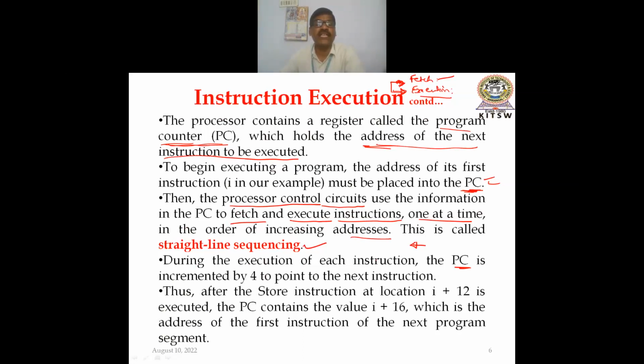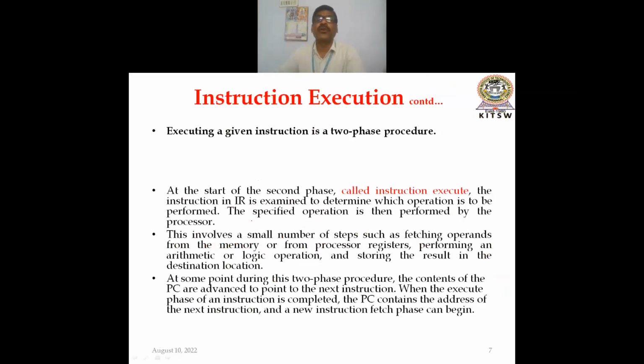During the execution of each instruction, the PC is incremented by 4 to point to the next instruction. First the PC is loaded with I, next with I plus 4, next with I plus 8, then I plus 12 and so on. That is how the sequence of instruction addresses is loaded into the PC. So after the store instruction at location I plus 2 is executed, the PC will contain I plus 16, which is the address of the first instruction of the next program. This is how it is going to execute.